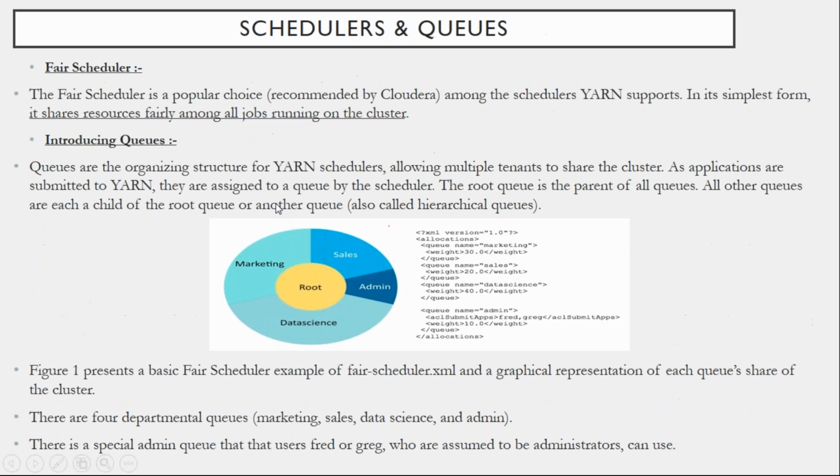Let me go back. Now, fair schedulers and queues, very important. I promised you I'll discuss that later, and this is where it is. The fair scheduler is a very popular choice, recommended by the Cloudera distribution of Hadoop among the schedulers YARN supports. In the simplest form, it shares resources fairly among all jobs running on the cluster. Fair scheduler means fairness: you have multiple jobs, and your resources will be fairly distributed among all your jobs.